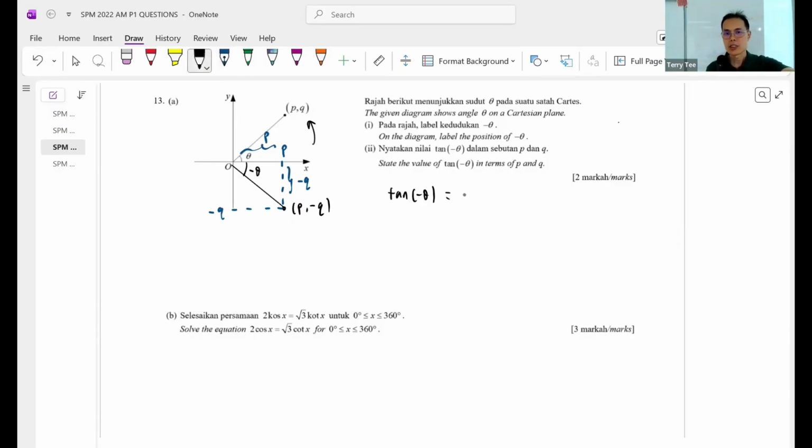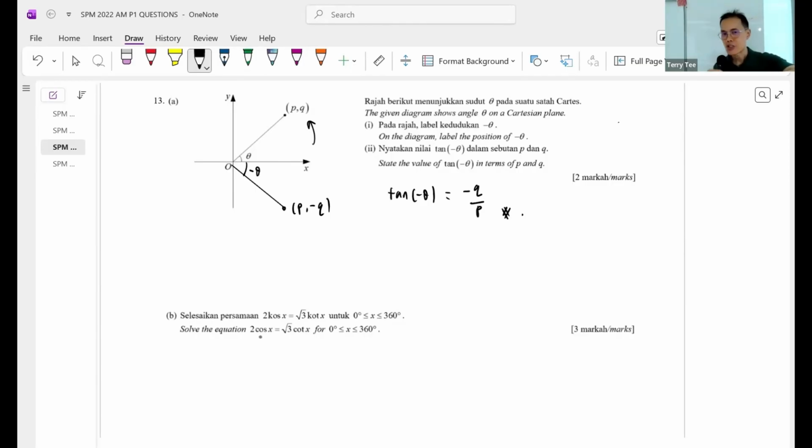So what is your tangent? Your tangent is your y divided by your x. Answer, negative q over p. That's all. You don't need to label this on your diagram. I just want to show you, but maybe I should rub this off, because I don't want you to give this as part of the answer. In the first part they say, draw and show the position. So this is the position. Just make it clean. This is your answer. But maybe don't add anything else extra, right?